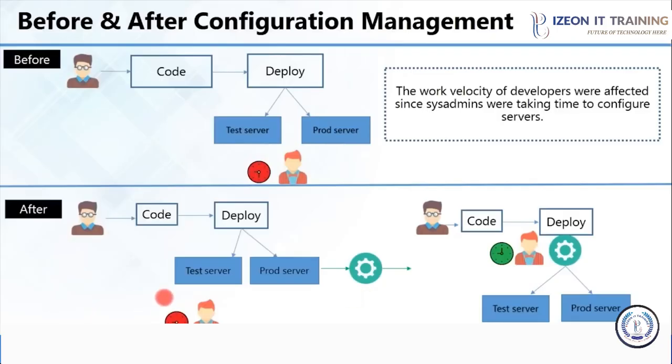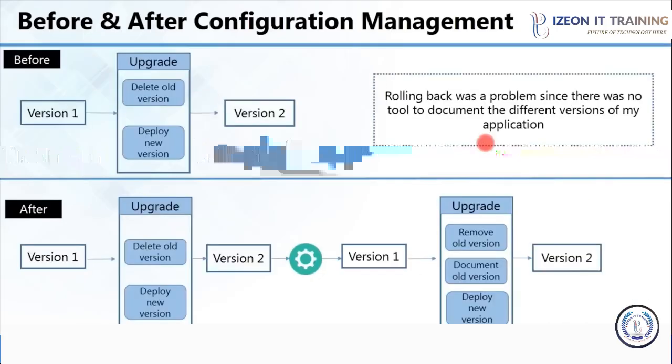Now let us take a look at the last problem. The last problem was rolling back. In today's scenario, everyone wants a change, and you need to keep making changes frequently because customers will start losing interest if things stay the same.